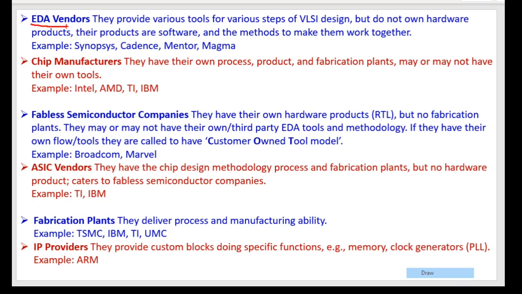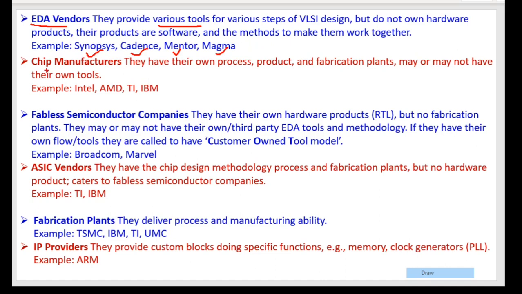So there are some EDA vendors. They are the providers of various tools. Okay, so we have Synopsys, Cadence, Mentor Graphics, Magma. They will provide you the tools with which you can design the VLSI chip, right? Xilinx also we can mention here, Xilinx provides its EDA tool such as Xilinx Vivado that can be used for realizing FPGA chips.